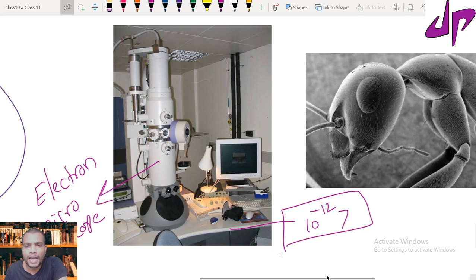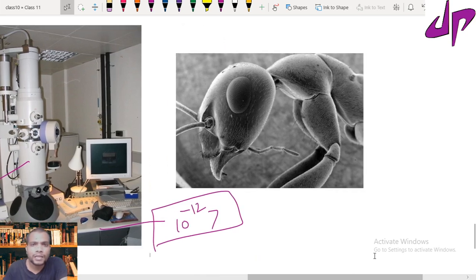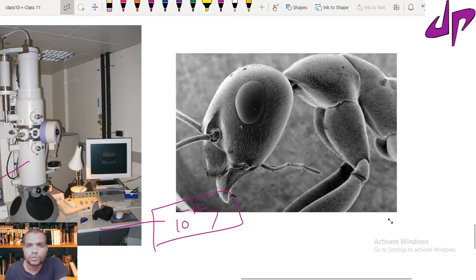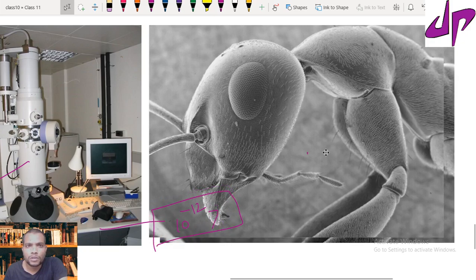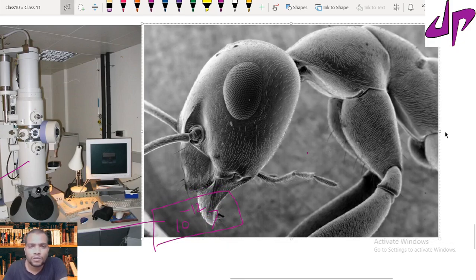Suppose you can see this diagram, which is the image from the electron microscope. This is an ant. If you look closely, you can locate the eyes of the ant, and see how clearly the image is magnified. Not only that, you can see the hairs, and even the ant's teeth and mouth, everything. So the electron microscope gives a highly magnified image.